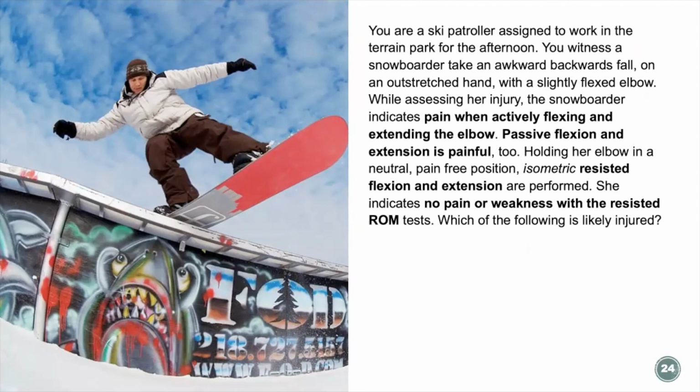So here's another example of a more complex clinically based question. You're a ski patroller assigned to work in the terrain park for the afternoon. You witness a snowboarder take an awkward backwards fall on an outstretched hand with a slightly flexed elbow. While assessing her injury, the snowboarder indicates that there is pain when actively flexing and extending the elbow. Passive flexion and extension is painful too. Holding her elbow in a neutral, pain free position, isometric, resisted flexion and extension are performed, and she indicates there's no pain or weakness with the resisted range of motion testing. So the question is, which of the following is likely injured?